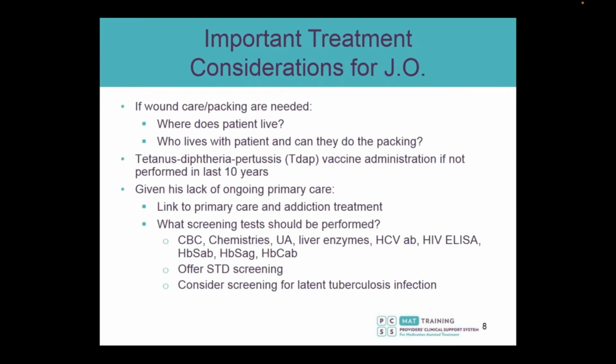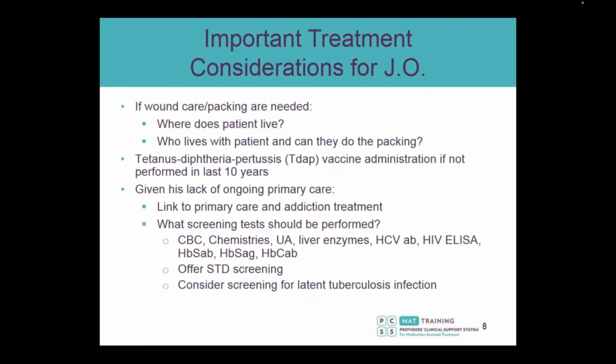So what about our patient J.O.? If this is in fact an abscess in his arm and wound care and packing are needed for this patient, we have to think of important considerations such as where does the patient live? Does he have somewhere to keep supplies to do packing, or is there someone who the patient lives with who can be trained to pack the wound after it's incised and drained? If not, it may be necessary to have the patient come back to the urgent care setting with frequency or a primary care setting with frequency to do that, and or involve visiting nurses.